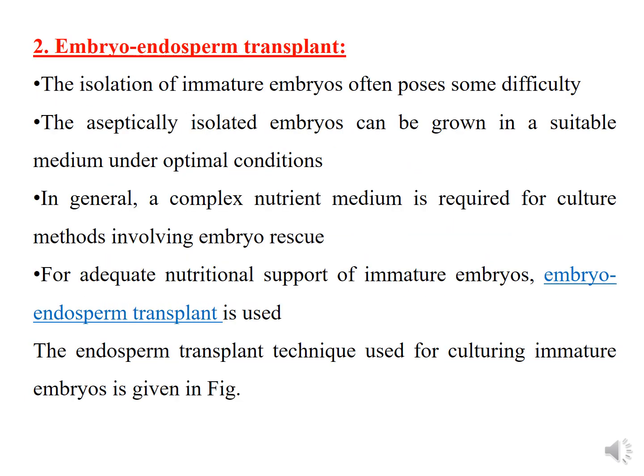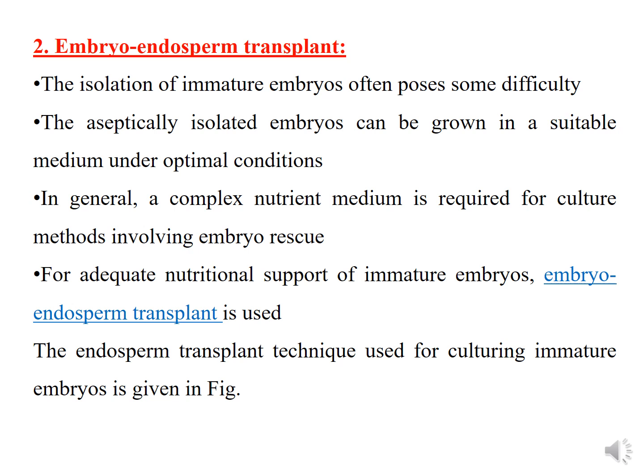Then the second one is the embryo endosperm transplant. What is this embryo endosperm transplant? Isolation of immature embryos often poses some difficulty. In case of small seeded crops, it is very difficult to excise the immature embryos, and aseptically isolated embryos can be grown in a suitable medium under optimal conditions, and we have to provide complex nutrient media also, because this is an immature embryo. So obviously we have to provide the nutrient media with complex nutrients. And for adequate nutritional support of immature embryos, we generally use this embryo endosperm transplant.